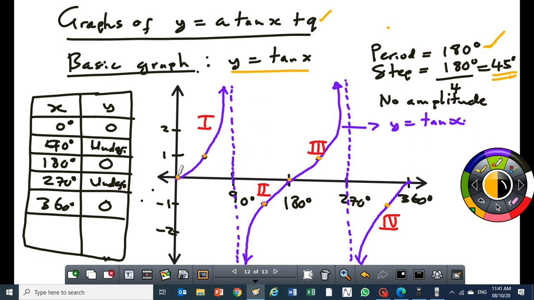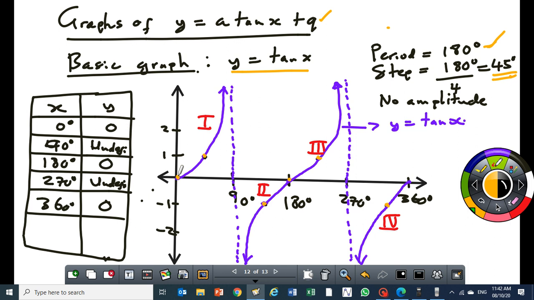So for now, let's draw your x and y axis. Label x in terms of 90, 180, 270 using a ruler. Okay, and also label your y axis. Now, if you try to do it manually, it's always wise to make sure that your step is 45 degrees.